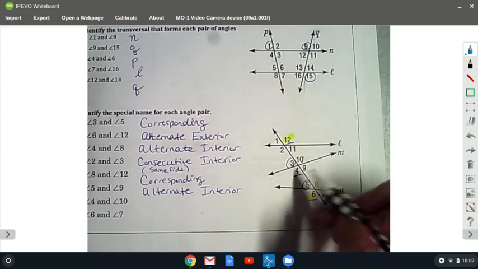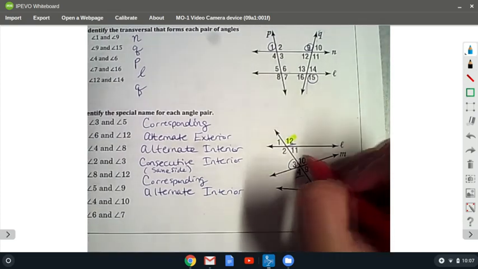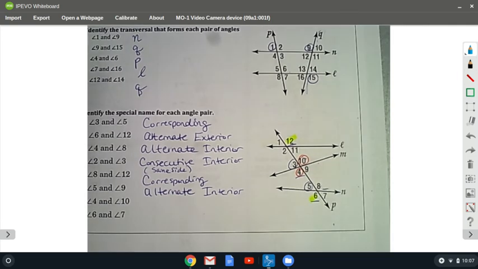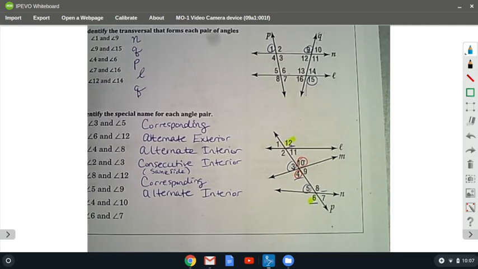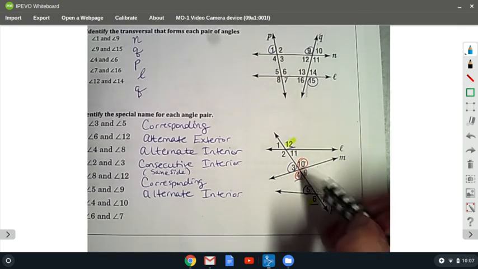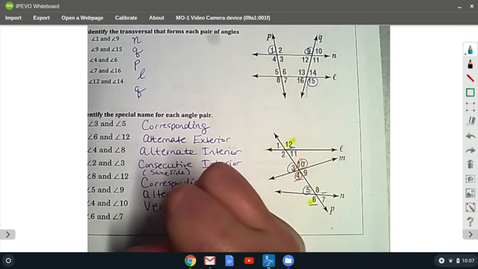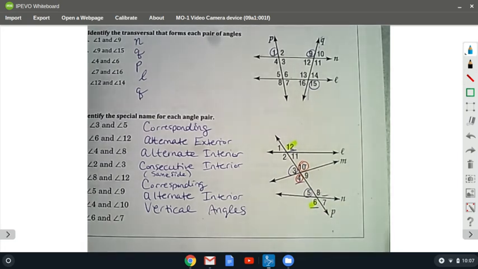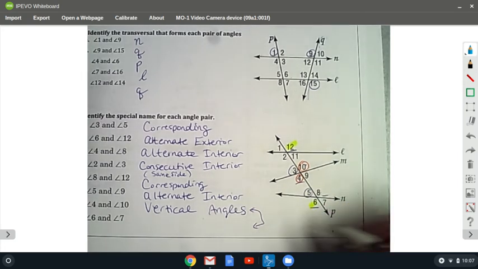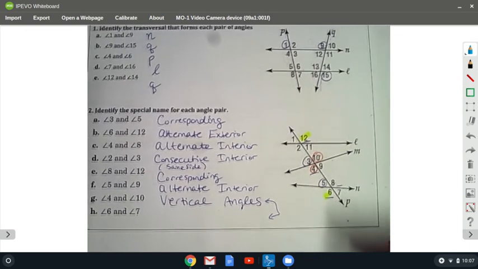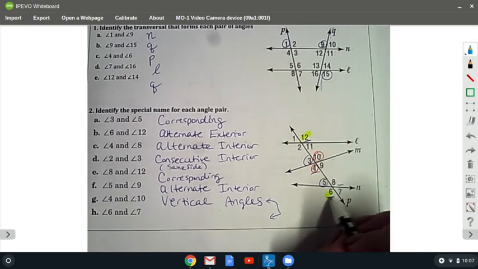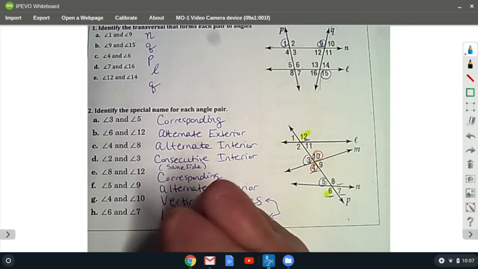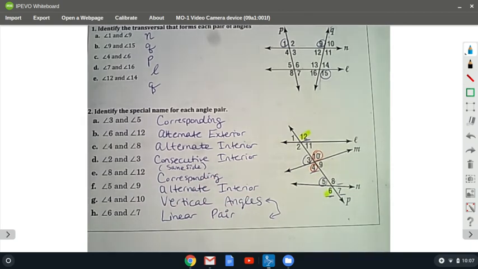4 and 10, we're throwing it back here to an angle relationship that we've already talked about and are being tested on right now. These are just vertical angles. So basically, this is kind of a hint. Don't forget, in both of these, you can't forget about the basic angle relationships that we've learned. So 6 and 7 is another basic relationship. Those are a linear pair. They are on a straight line together.